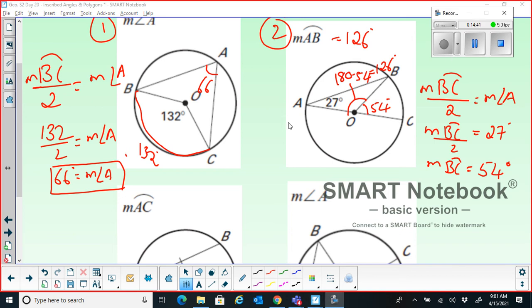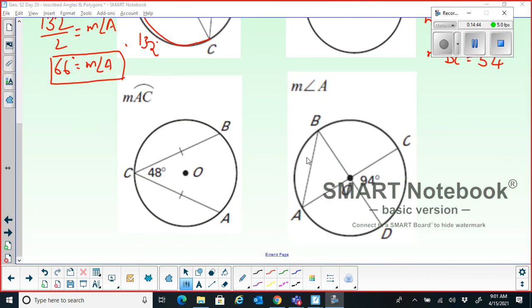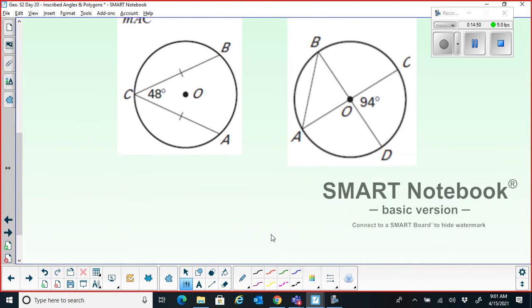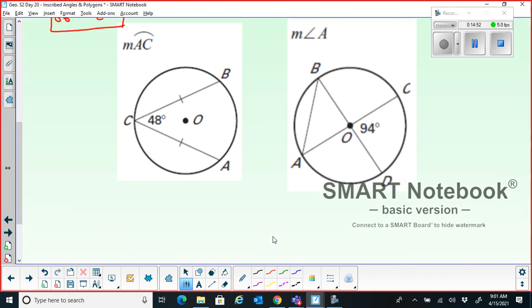Okay. Let's try a couple more problems. I want you to try this time. Think properly and try these two problems. I'll label them problem 3 and 4 for you. I'll call this problem number 3, and I'll call this problem number 4. Use all the things that we have learned till now and try to find the measure of arc AC they are asking this time, and they are asking us to find the measure of angle A.